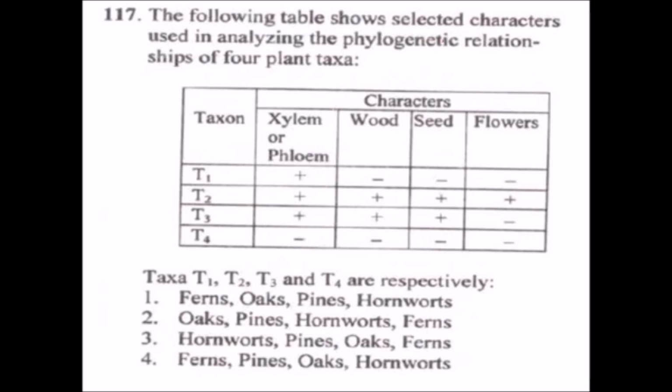Next question, the following table shows selected characters used in analyzing the phylogenetic relationship of the 4 plant taxa. The one which doesn't have any of the characters shows the most primitive one, and as per this, the most primitive one is the fern. Second is T4, followed by T1, where it has only xylem and phloem. It is the oak, and the third is T3. It is the pine, and the most developed one is number 2, which is the hornwort. So the answer will be number 1.